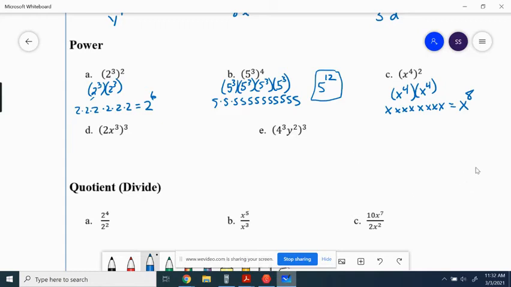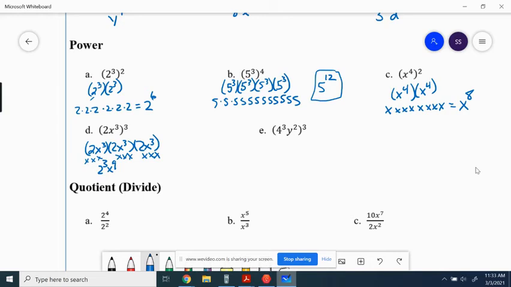All right, D, we have 2x cubed to the third power. So this is 2x to the third times 2x to the third times 2x to the third. All right, so this is 2 times 2 times 2. So that's 2 to the third. And this would be x, x, x, x, x, x, x, x, x. So that would be 2 to the third and x to the ninth.